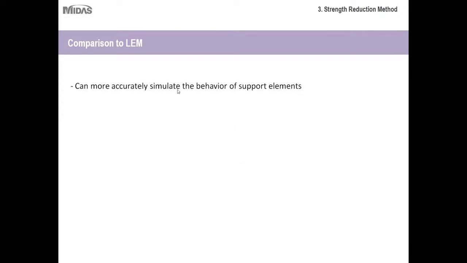Okay, so let's talk about how it compares directly to the limit equilibrium method. So first and foremost, it can more accurately simulate the behavior of support elements. So for example, if you have a slope with some tiebacks, or you have a slope modeled along a retaining wall, and you want to calculate the behavior of the support elements, so you want to get the actual strains or shears or moments of those elements, then you can simulate that very accurately with the finite element method.